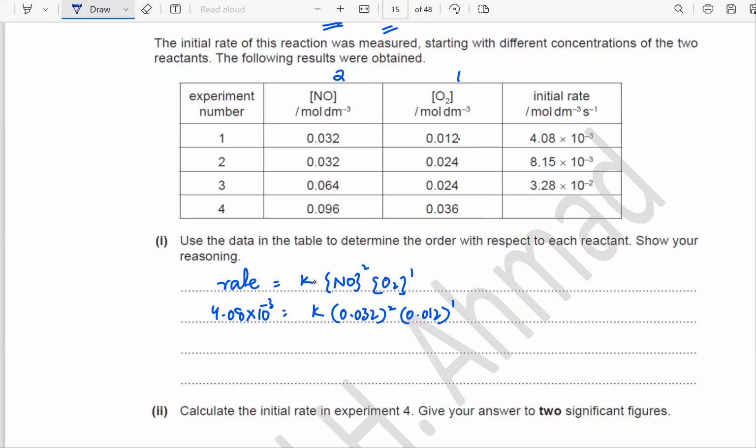So 332. 332, right? So that means rate. Yes, sir. So that means rate is equal to 332 NO squared and O2 power 1. Okay, that's your rate equation. So I can now directly use experiment number 4 data and find out rate. Okay, so rate would be what? 332 times NO squared, so that's 0.096 squared.